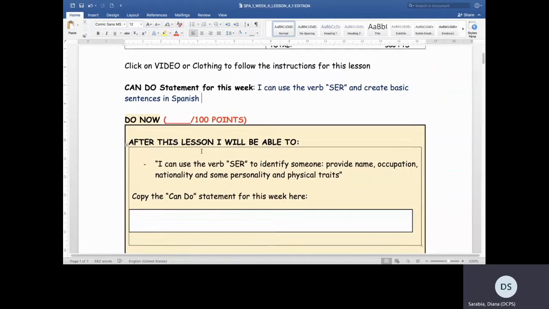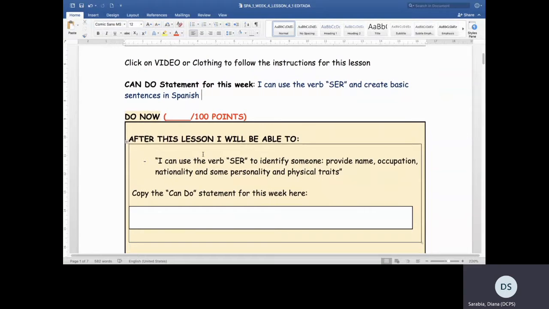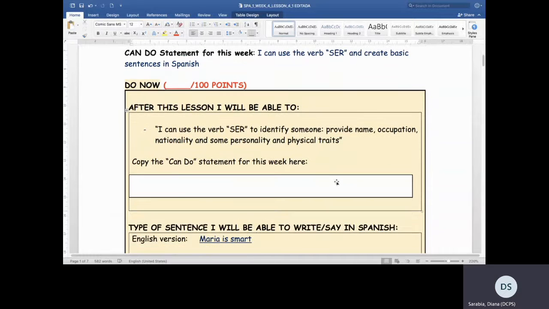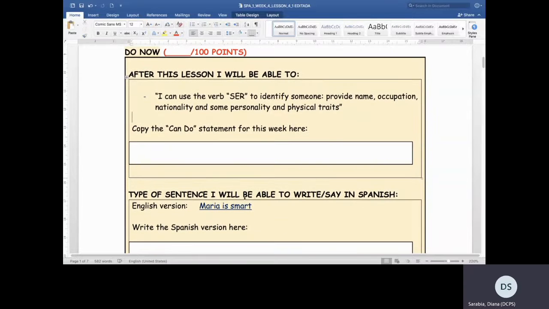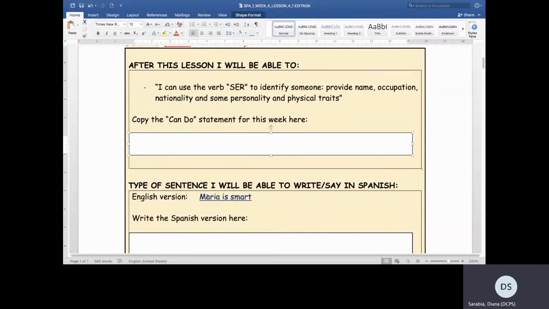Can do a statement related to this specific lesson. I can use the verb ser to identify someone. I will be able to provide the name, the occupation, the nationality, and some personality and physical traits. The typical sentence that I will be able to write in Spanish is Maria is smart. So pause this video right now and enter in your handout what the main goal, the can-do statement is for today, and how do we say or write in Spanish Maria is smart.